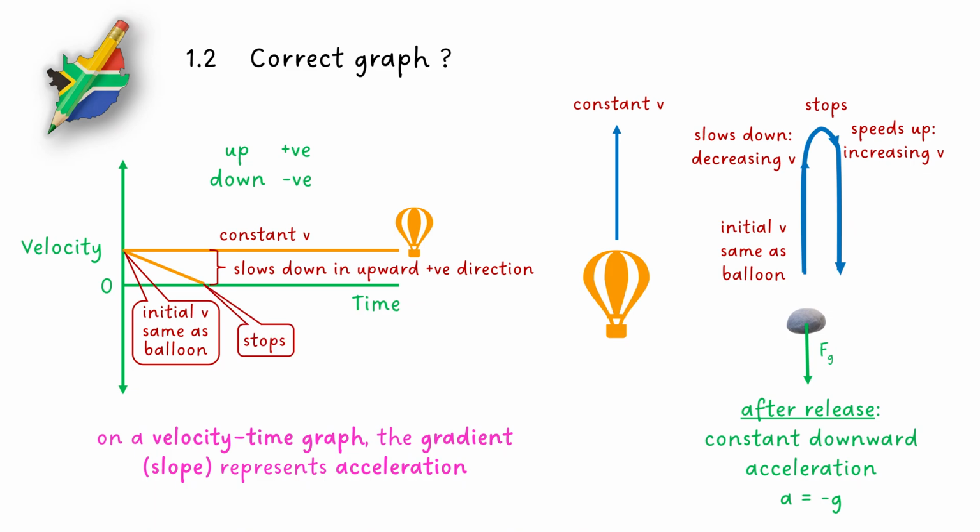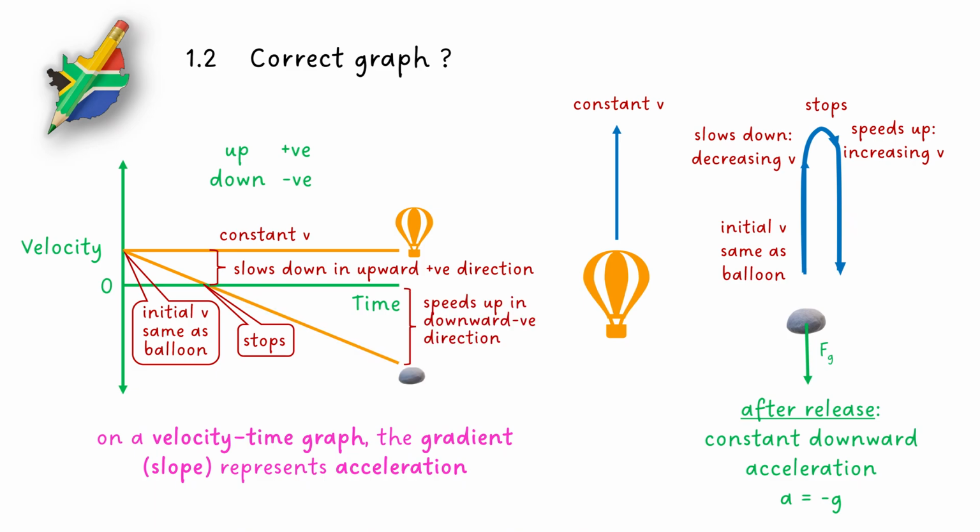At the top, the stone's velocity is zero as it seems to stop moving in mid-air for a brief moment in time. The stone's velocity will be zero at the top of its motion path, and the graph will cross the velocity zero line here.